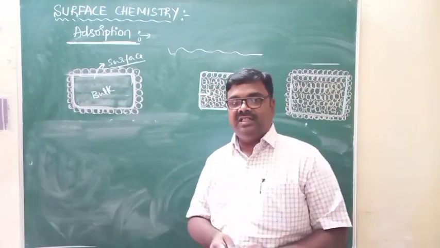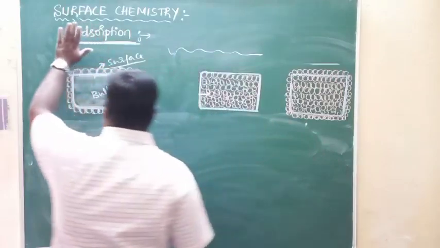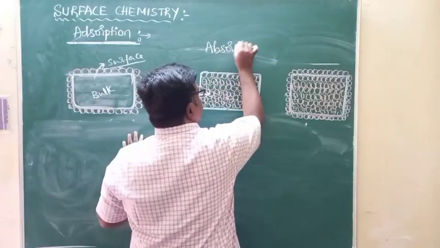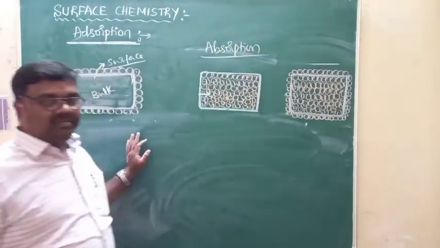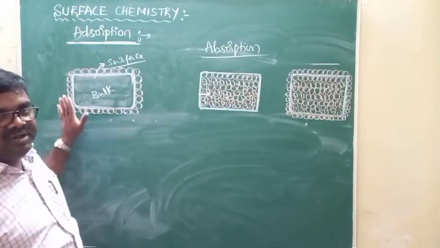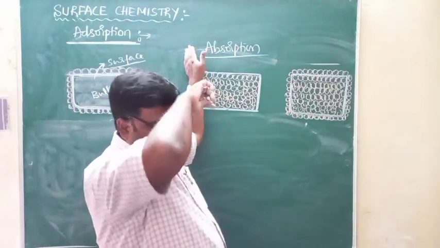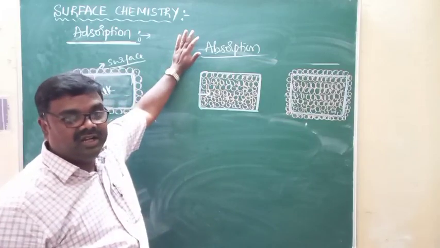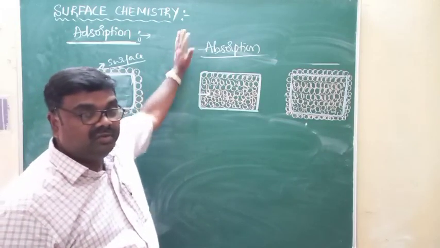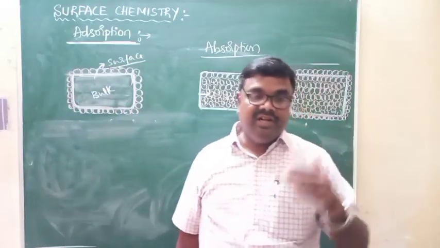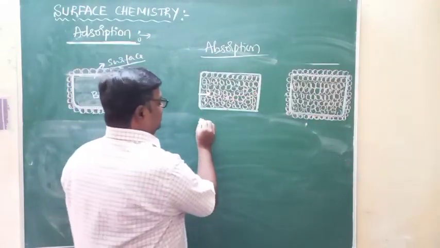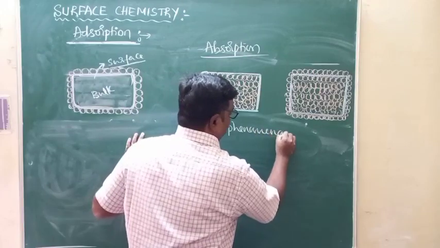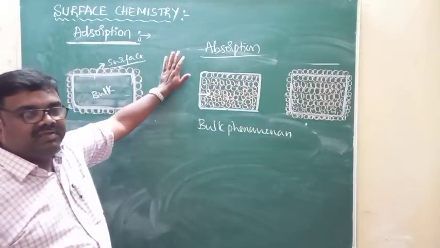So this is what we call adsorption. And in addition to this, let me differentiate adsorption from absorption. As I said, adsorption is a surface phenomenon. Whereas in the case of absorption, the molecules of substances will be penetrating into the bulk of the solid or liquid. That's why absorption is called a bulk phenomenon.